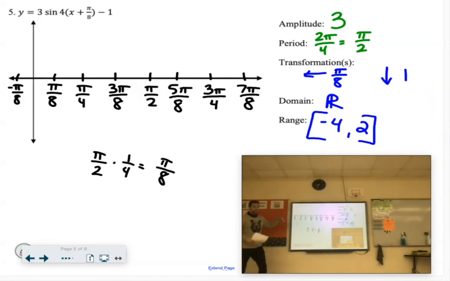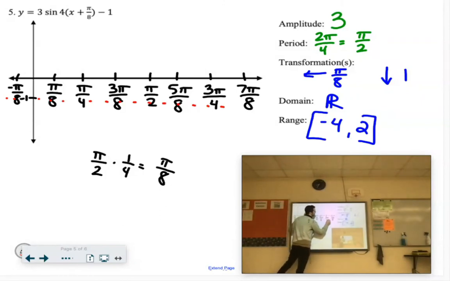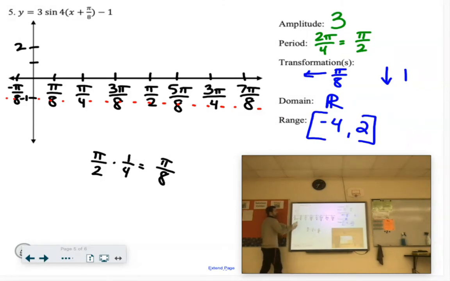So sine starts in the center. We're shifting left pi over 8, but we're also shifting down 1. So here's going to be our center line. From there, we're going to go up 3, so 0, 1, 2, and we're going to go down 3. Negative 2, negative 3, negative 4.